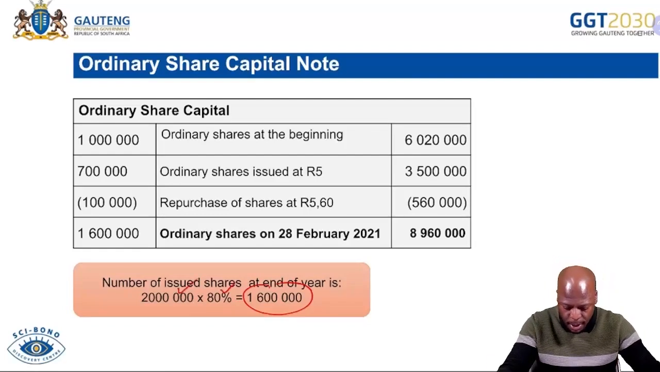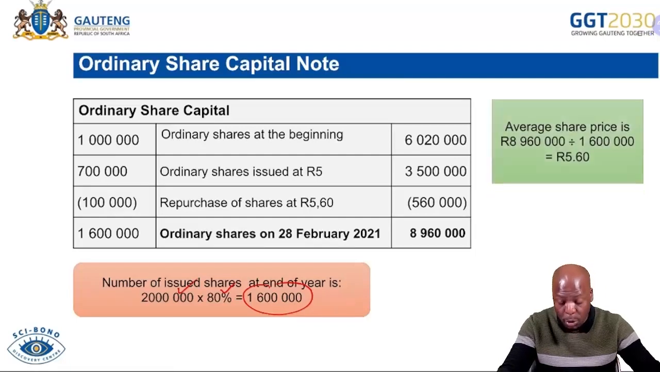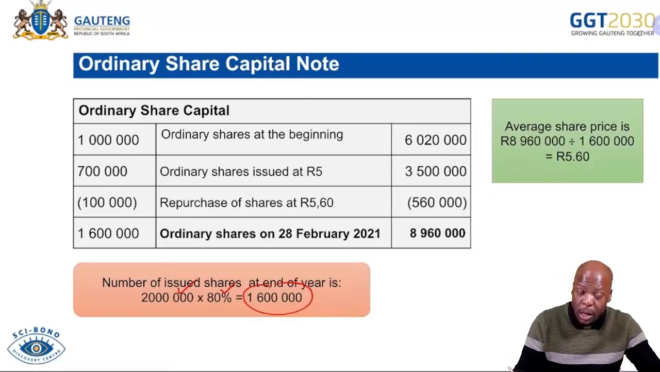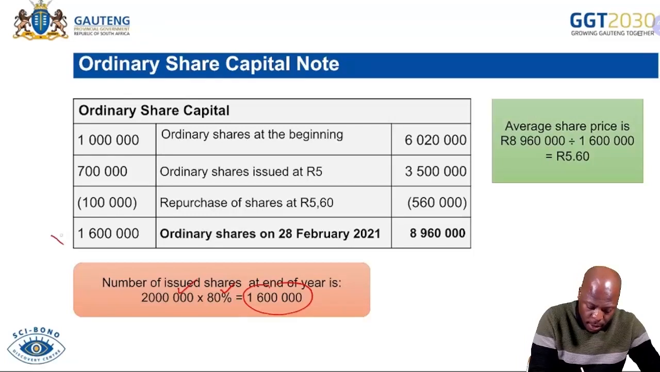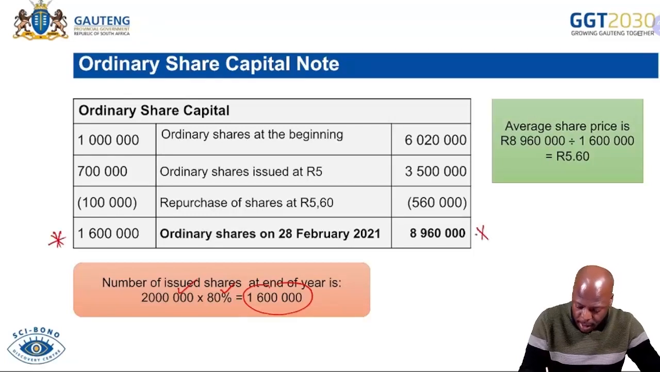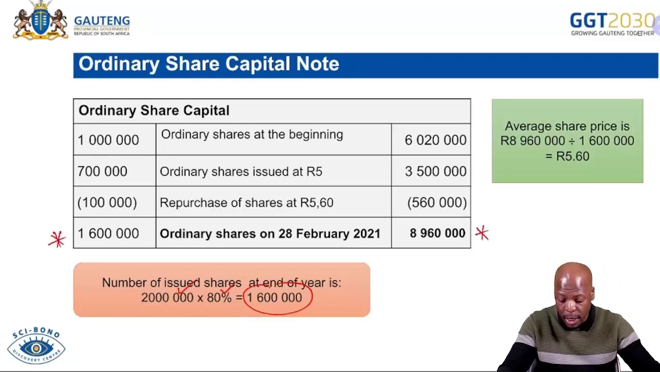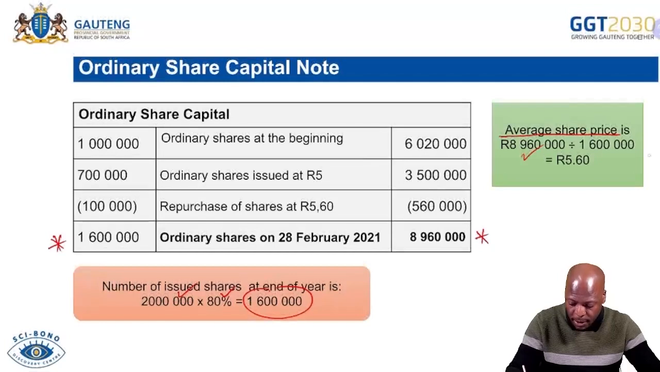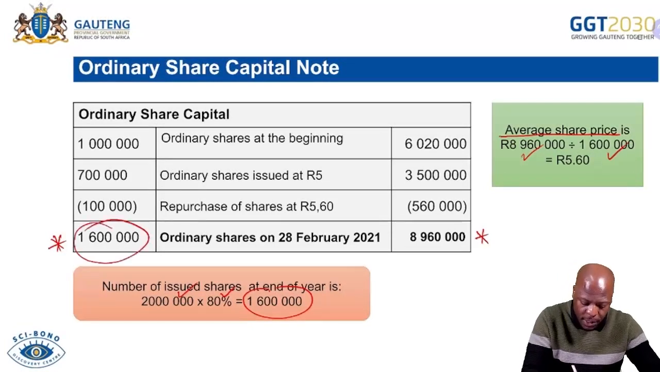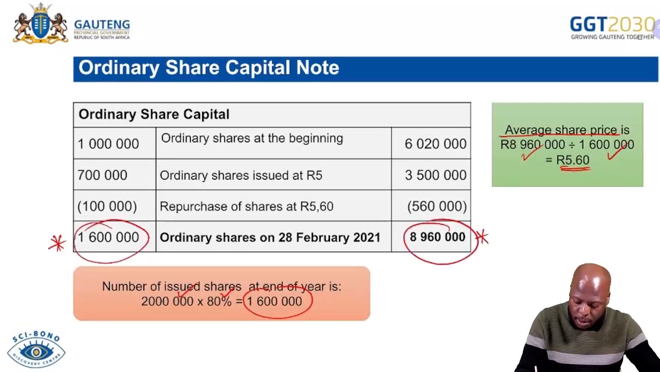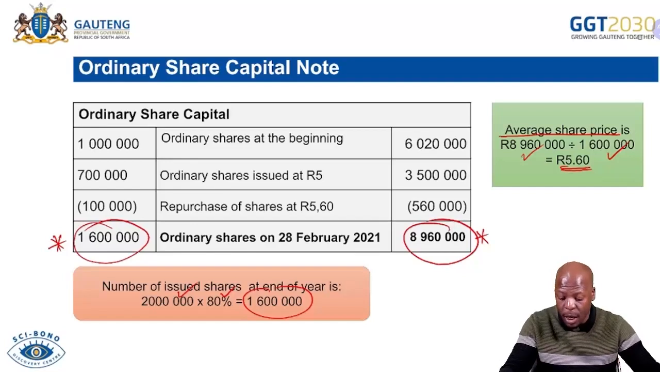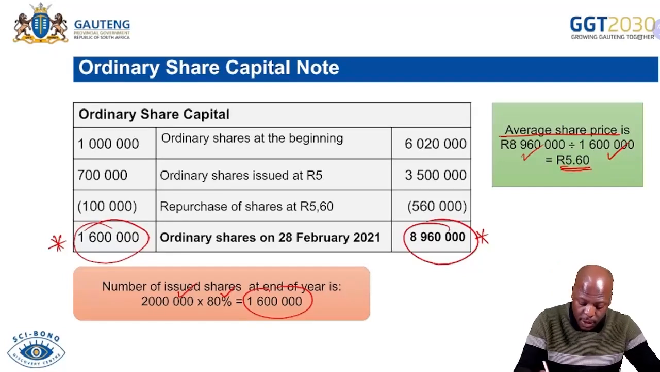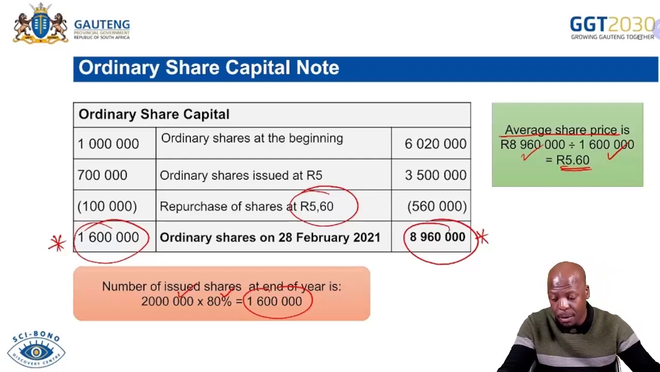The next aspect that I want you to take note of is very important: if you are given the values at the end, it is easy for you to calculate the average share price. That is what we did. We simply took our 8,960,000 and divided by the 1.6 million, and it gave us 5.60. Once you are repurchasing shares, that is what you use in your note number 7, the average price.